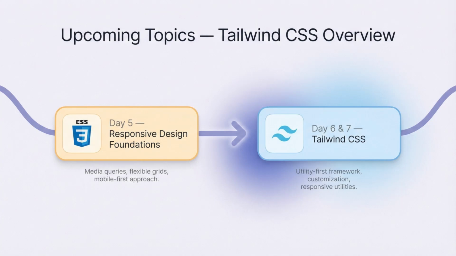Looking ahead, the instructor outlines the plan. After covering responsive design foundations today, the next 2 days will be dedicated to Tailwind CSS. Tailwind is a utility-first CSS framework that speeds up styling significantly. The instructor keeps the current session focused and concise, knowing that students need time to practice rather than being overloaded with new information all at once.